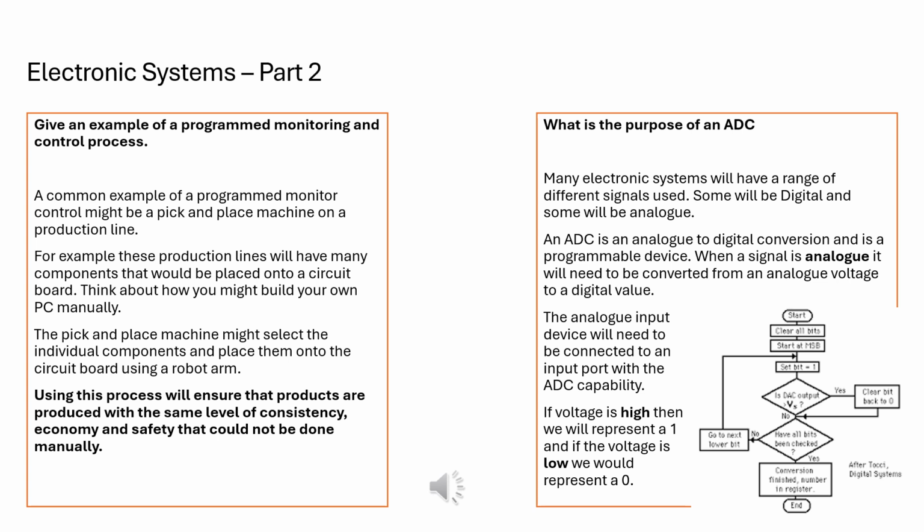So to answer an example of a programmed monitoring and control process, a common example that you will see today might be a pick and place machine on a production line. For example, these production lines have many components that need to be placed onto a circuit board. And think about how you might build this manually yourself. You would actually have to physically put those things in place yourself. Now, the good thing about a pick and place machine is it might select those individual components and place them onto the circuit board using a robot arm, and you can do this in mass production. Using this process will ensure that the products are produced with the same level of consistency. It means that all your products in a batch are likely to be the same, and it's going to be consistency.